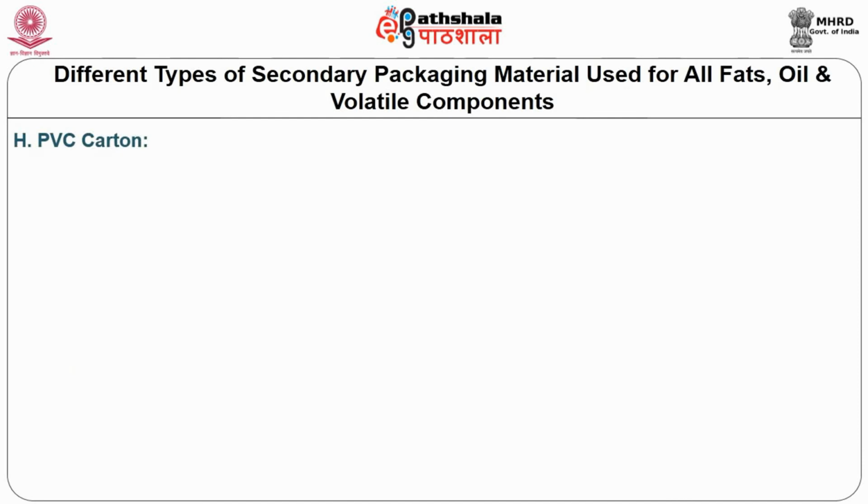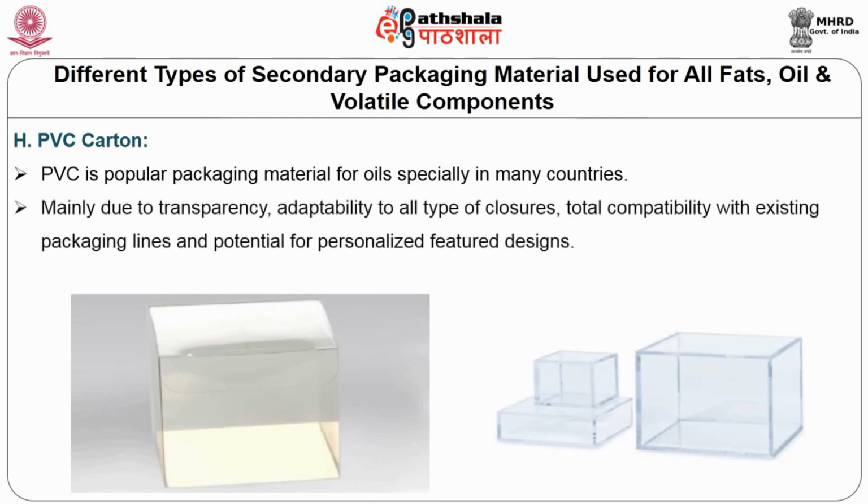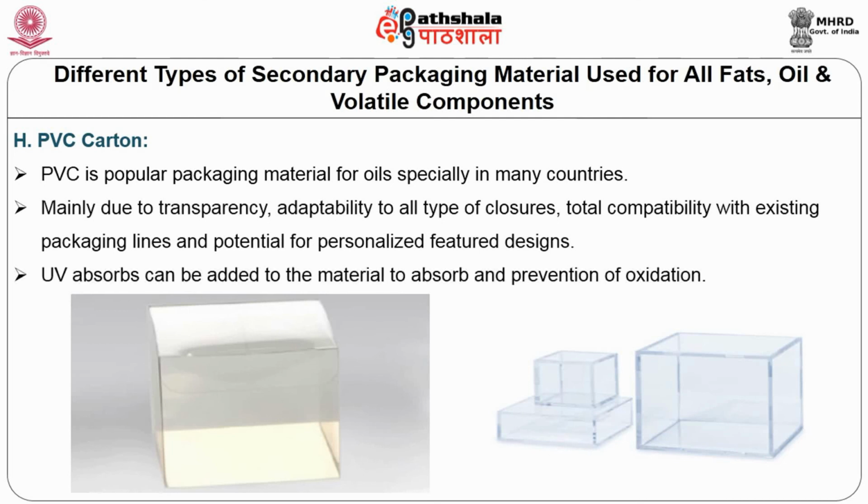The last one is PVC carton. PVC is more popular packaging material for oils, especially in many countries, mainly due to transparency, adaptability to all types of closures, total compatibility with existing packaging lines and potential for personalized featured designs. UV absorbers can be added to the material to absorb UV and prevent oxidation.